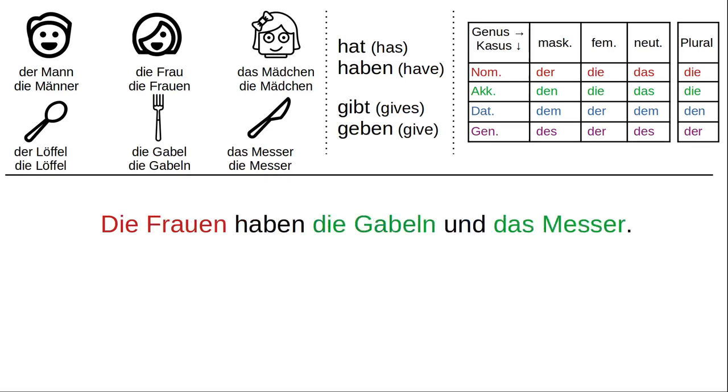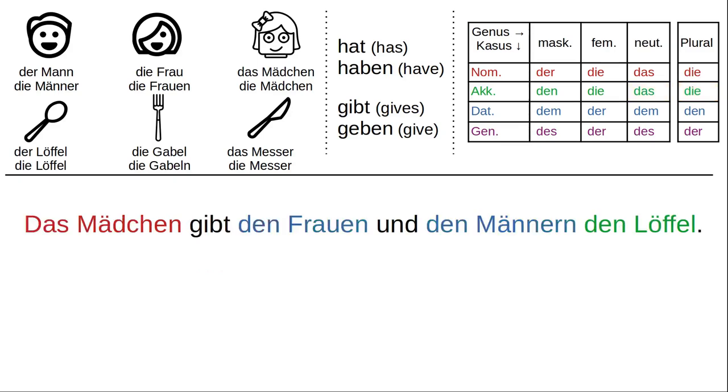How about this one? Die Frauen haben die Gabeln und das Messer. There's only one knife in our answer. The women have the forks and the knife. Remember, die Gabeln und das Messer are both accusative.